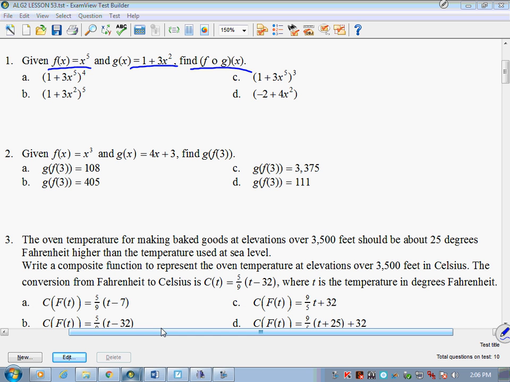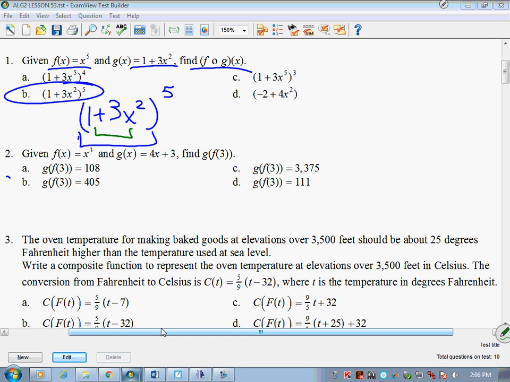X to the 5th. All right, so I'm going to start off by doing a parentheses with a 5 on the outside, because that's all f of x is, it's an x to the 5th, right? Okay, inside of that, what should I write? 1 plus 3x squared. And that's all they want. Okay? This is f of x. This is g of x. Okay? F of g of x.